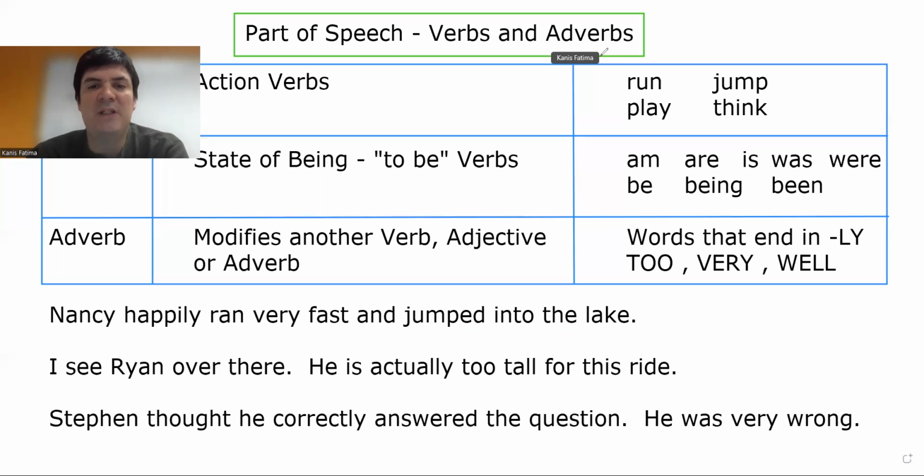The next part of speech are adverbs. Adverbs can do three things. They can modify a verb, an adjective, or an adverb.